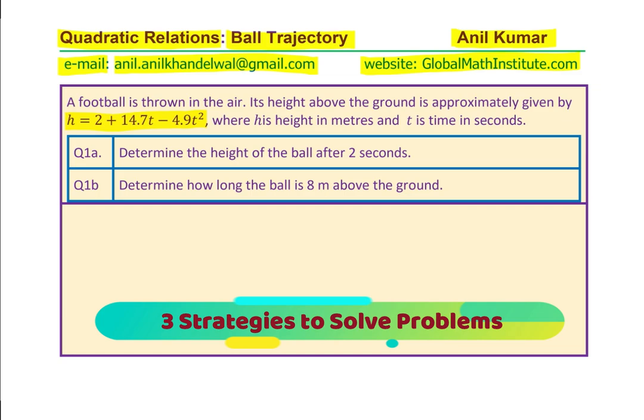Now in the first question, we are more interested in just evaluating the value at t equals 2 seconds, and question 1a is: determine the height of the ball after 2 seconds. And B is: determine how long the ball is 8 meters above the ground. So that is a very difficult question at times. How long is the duration during which the ball is above 8 meters? So we have to give the complete duration.